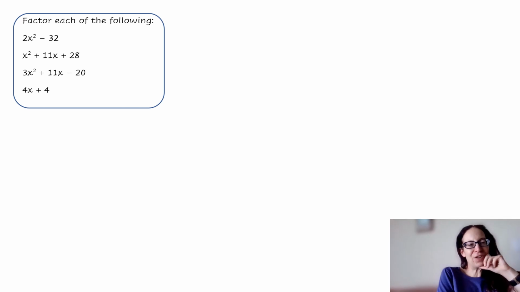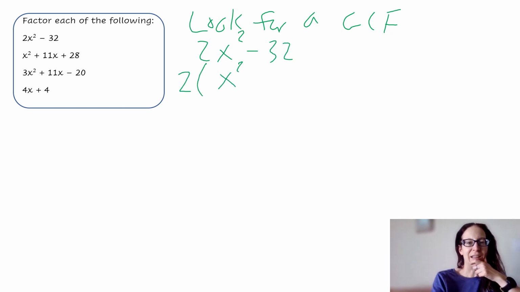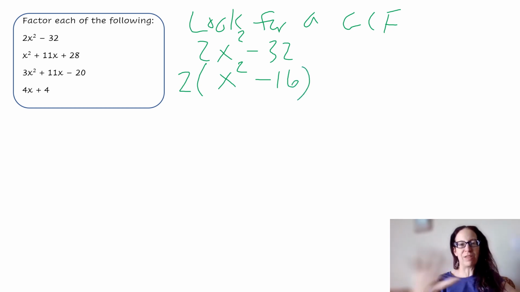Factor each of the following. So there's a lot of different factoring things that you can cover. These 4 problems give you pretty much all of them. So the first one is 2x squared minus 32. And the first thing we want to remember about factoring anything is to look for a GCF, okay? And so in 2x squared minus 32, what you should realize is that they have a common factor of 2. And so we undistribute that.